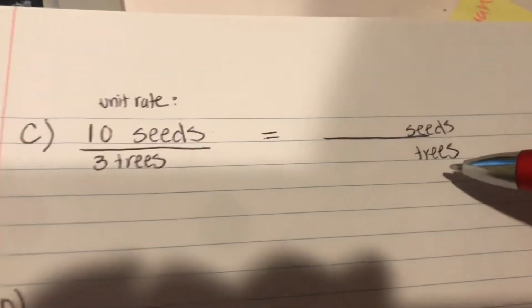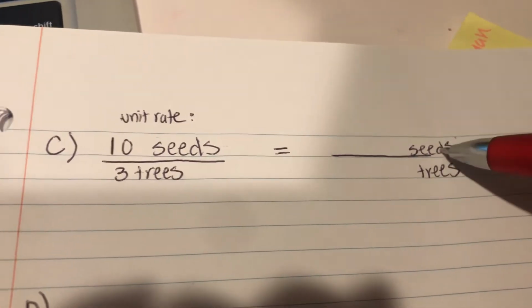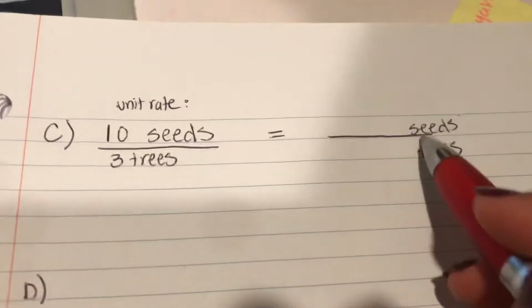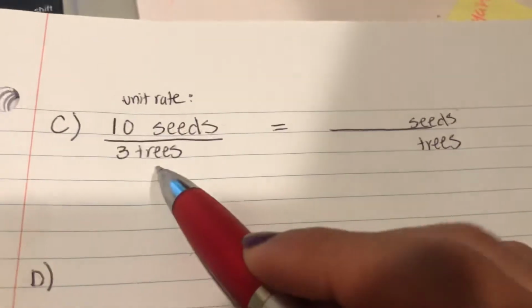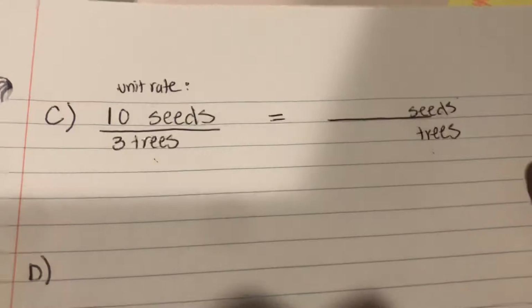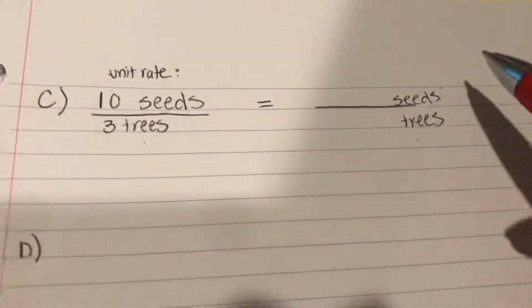And we're going to set up this proportion, and I put seeds on the top, which means the unit needs to always be aligned. If I put seeds on the top, then seeds stays on the top. If I put trees on the bottom, then trees stay on the bottom. So regardless of the order, what's really important is that you keep the order the same.